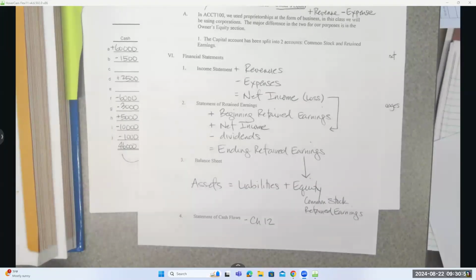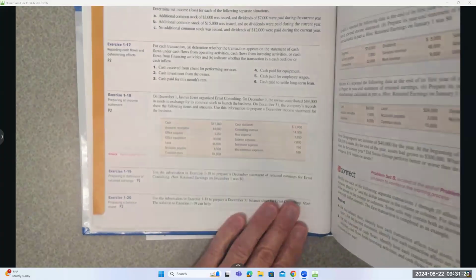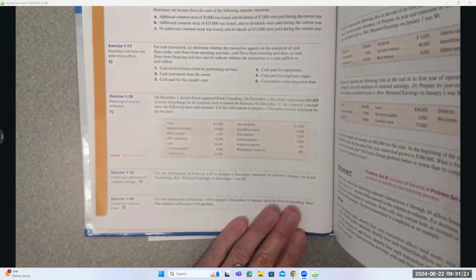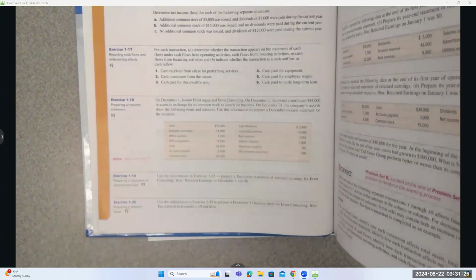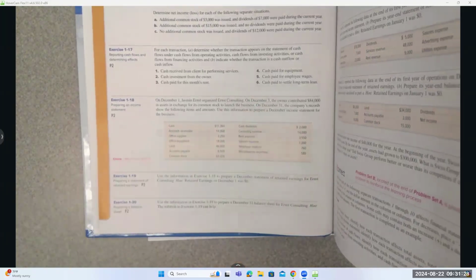So if we go back to the next page, this is our financial statements page. Income statement, statement of retained earnings, balance sheet. And they made three different exercises out of this because you look on page 30 again. Exercise 118. It has all of these accounts and balances here. This is like our trial balance. Remember back from 100.